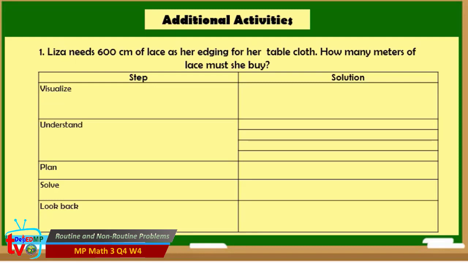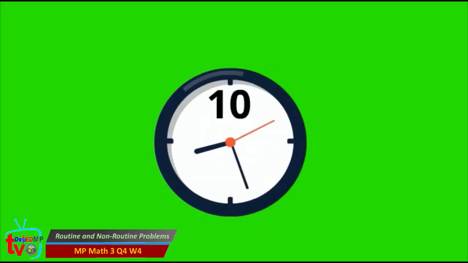Additional activities. Number 1. Lisa needs 600 centimeters of lace as her edging for her tablecloth. How many meters of lace must she buy? Steps: visualize, understand, plan, solve, and look back.